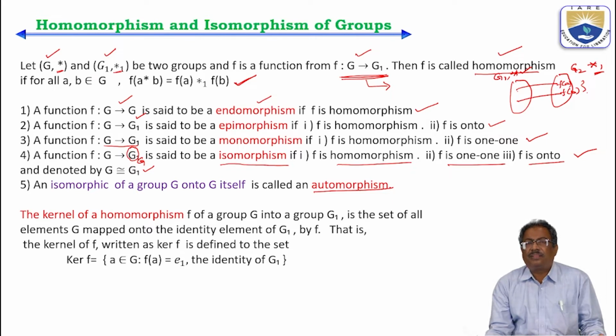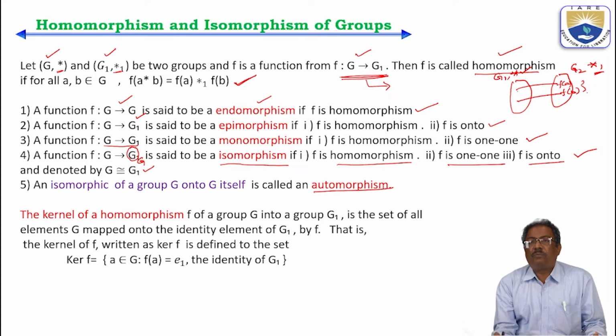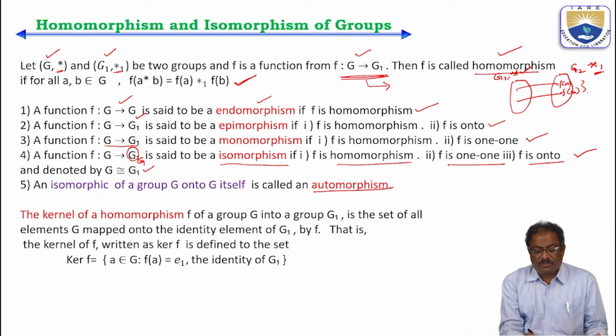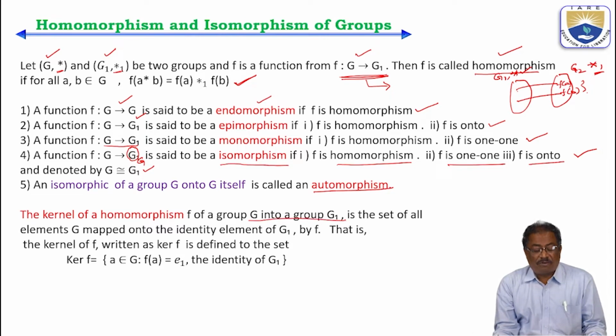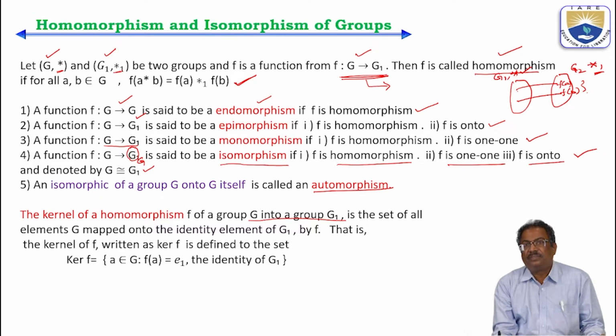Only thing is, whether the function is from G to itself or to other than G, based on that the names are going to be changed. And now the kernel of a homomorphism. What is the kernel of a homomorphism? So F is from G to G1. The set of all elements of G mapped onto the identity element of G1 by the function F is known as the kernel of F, or nothing but the kernel of the homomorphism.